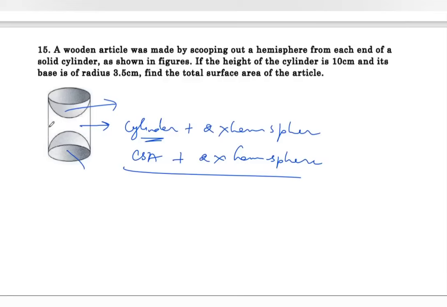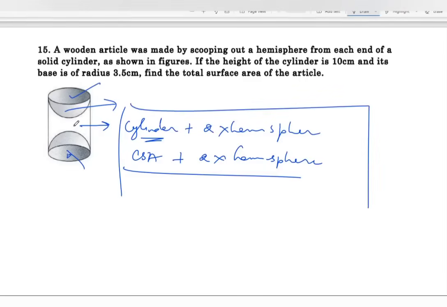You should not use the TSA formula, because the top portion and bottom portion are replaced by what? The hemisphere, which is scooped out. Therefore it is just the curved surface area of the cylinder and 2 times the curved surface area of the hemisphere.